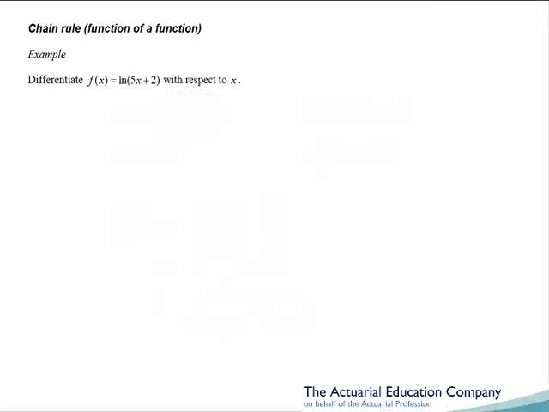Let's have a look at differentiating log of 5x plus 2. Setting u equal to 5x plus 2, we now have f of u is equal to log of u. Differentiating f of u with respect to u gives us 1 over u. Differentiating u with respect to x gives us 5.